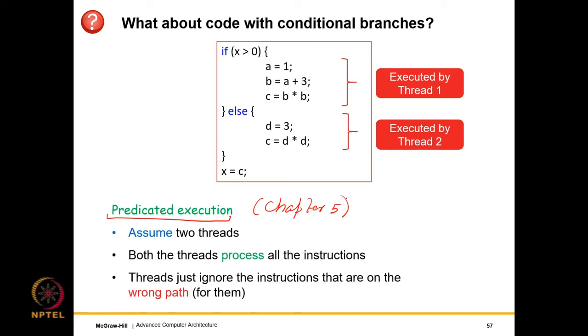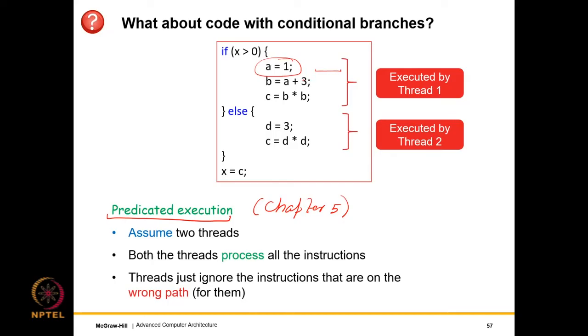So predicated execution is like this. Let's assume two threads. Then thread 1 and thread 2 will process both the instructions. But for thread 1, the predicate will be true, which means that this is on the correct path. So it will process, execute, and commit the results. Whereas thread 2 will process in the sense that it will just get the instruction in, but it will ignore it. It will not do anything with it.